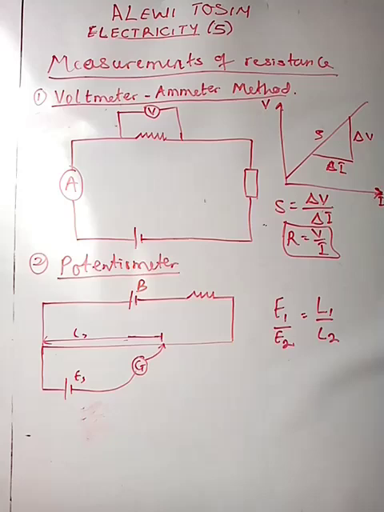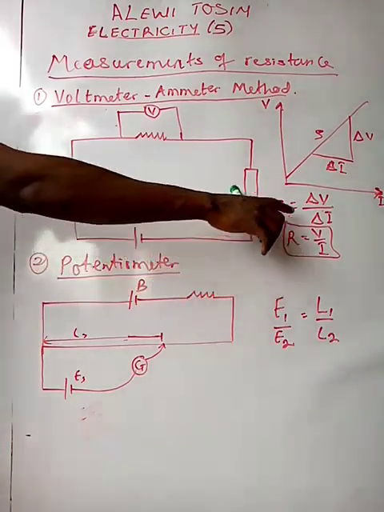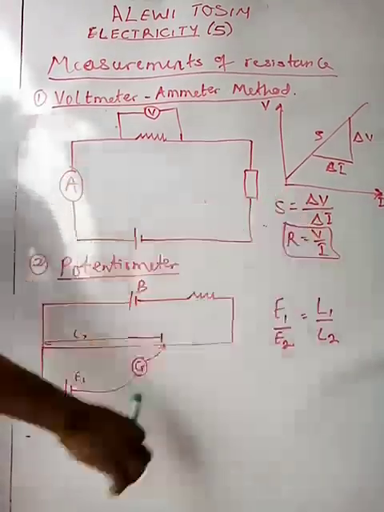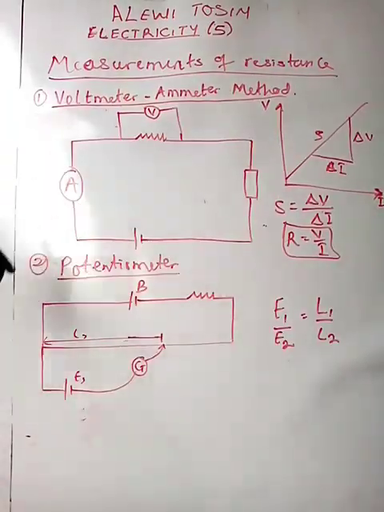The resistance in the circuit. So the resistance will be equal to the change in the potential difference over the change in current. From there, we have R is equal to V over I.